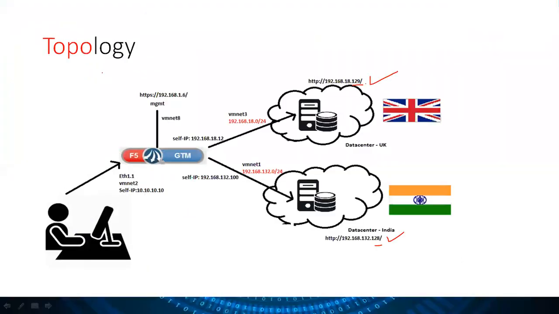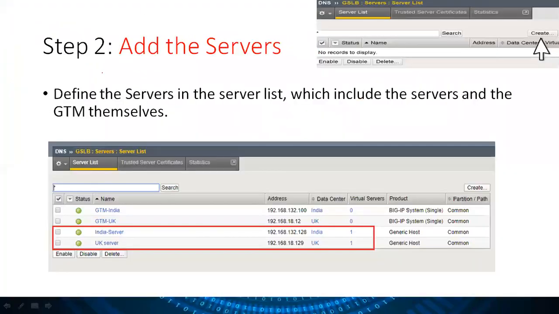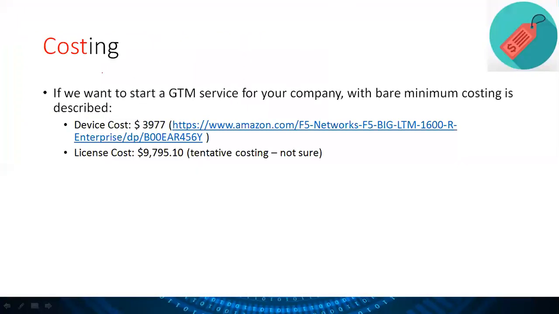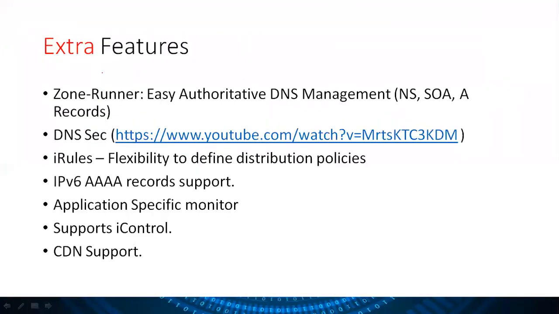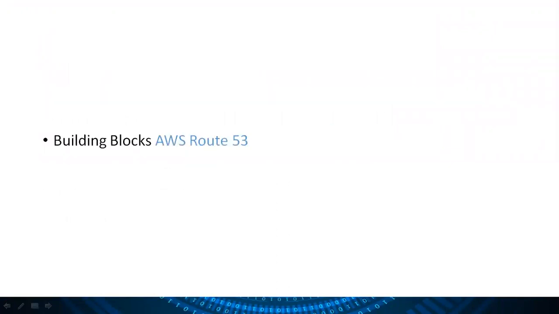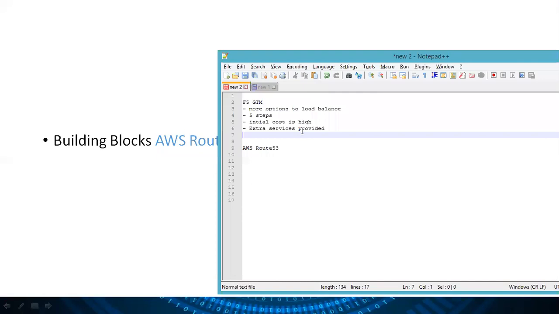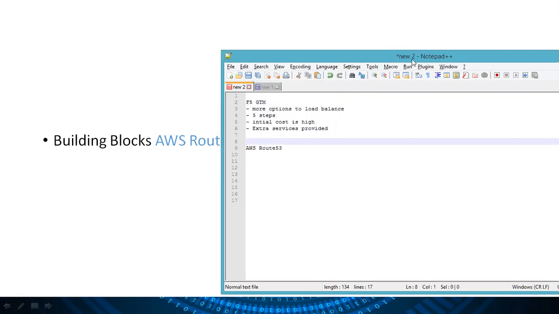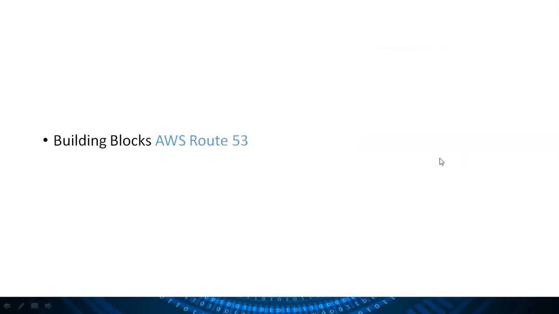So I think the configuration part is easy, a 5-step process, and the costing is clear. The extra features which are provided are mentioned. So I feel these are the pointers F5 has gained when we configure our policies in our lab. And on that note, let's jump into AWS.